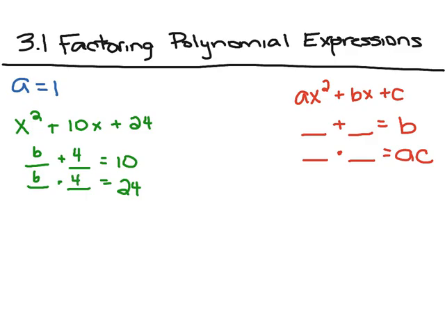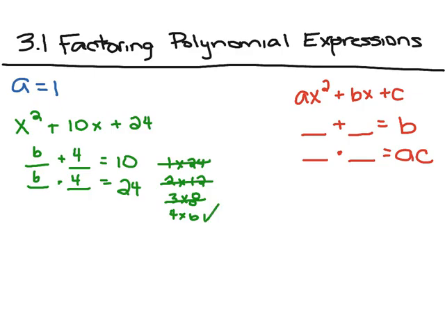If you don't remember how to find your factors, just go 1 times 24, 2 times 12, 3 times 8, 4 times 6. Those are all our factors. So just start at 1 and keep going, and then you just cross out the ones that can't be. 1 plus 24 is 25. 2 plus 12 is 14. 3 plus 8 is 11. And 4 plus 6 is 10. So we know that this one works.